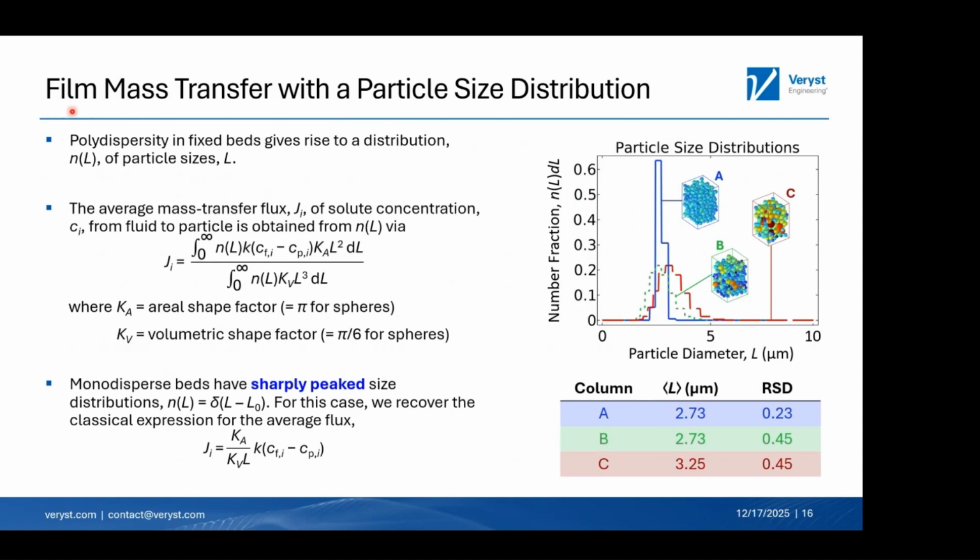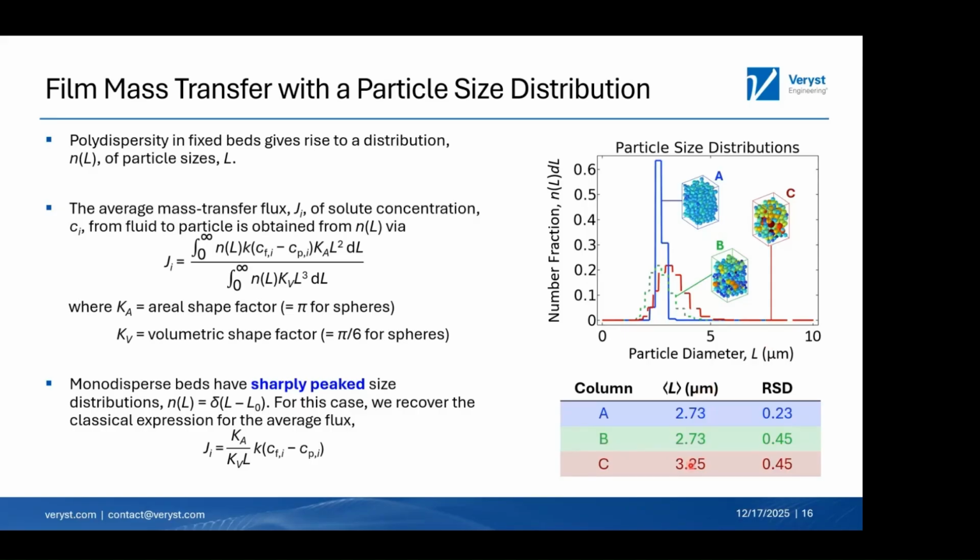In addition, there's an additional complexity. In addition to flow, you can also have heterogeneous particle sizes, right? So given a packing, you have a particle size distribution with some degree of polydispersity that can also influence mass transfer, as you might expect. So on the right here, I'm showing different particle size distributions.